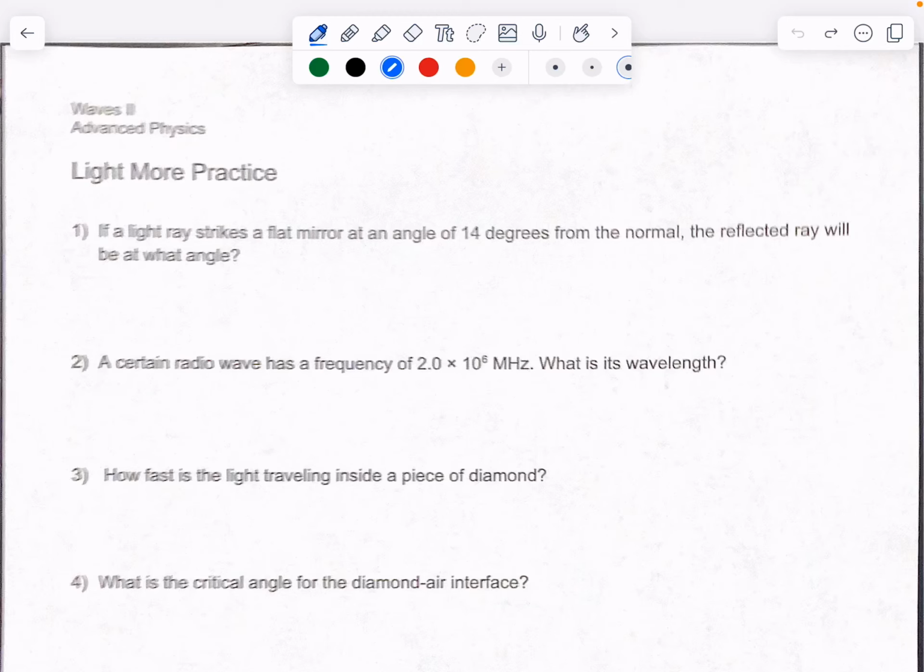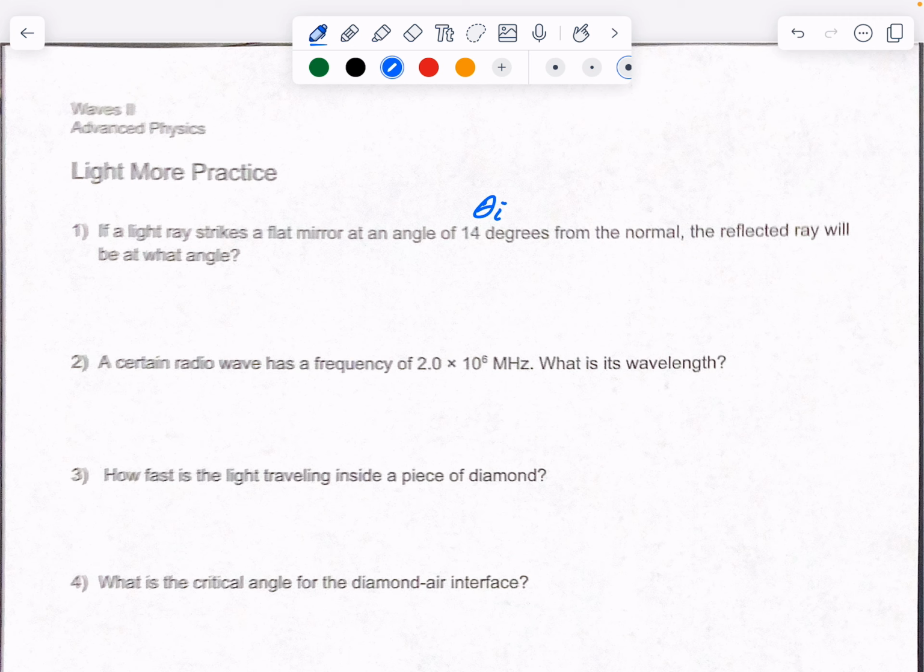All right, this page is going to go over pages 30 and 31 in your packet. So we're going to start off with number 1. It says, if a light ray strikes a flat mirror at an angle of 14 degrees, so that is your incident angle, the one that's incoming, from the normal, the reflected ray will be at what angle?